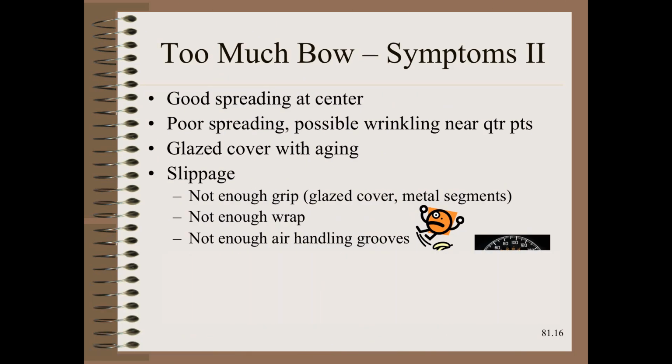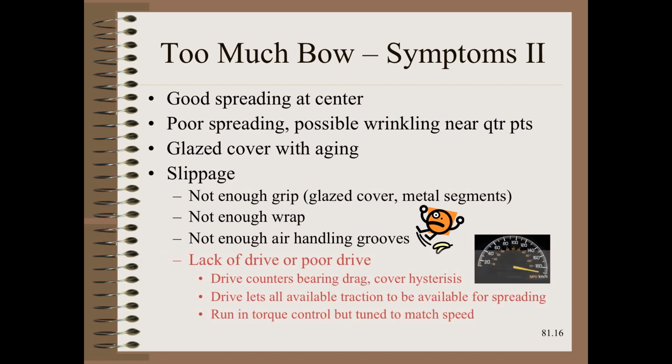There are many other indicators of too much bow for the available traction that the especially attentive web handler might observe. Here, we will turn our attention to drive troubles that can cripple or totally disable the spreader. This may be a lack of a drive when one might be helpful or needed, or having a drive that's not properly tuned.